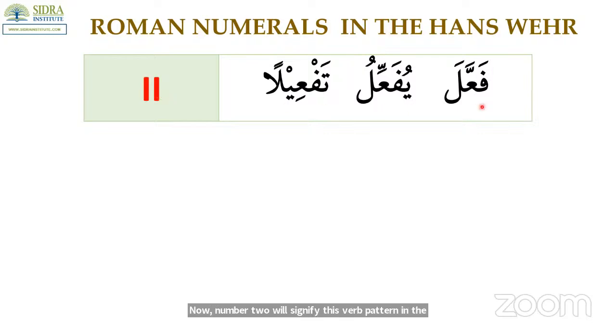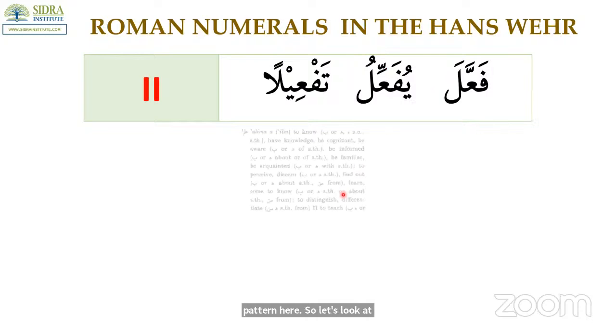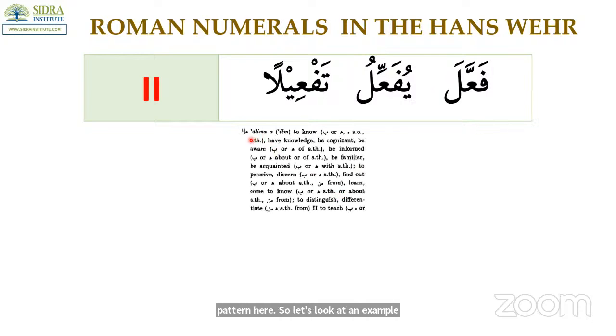Fa'ala yufa'ilu taf'il. What Hans Wehr expects you to know is that when you see number 2 under verbs, it expects you to conjugate the verb appropriately under this pattern. Let's look at an example. Here we have alima, alima A. So this is alima ya'lamu, and this is the masdar, ilman. Notice the apostrophe here signifies ain. And it means to know.